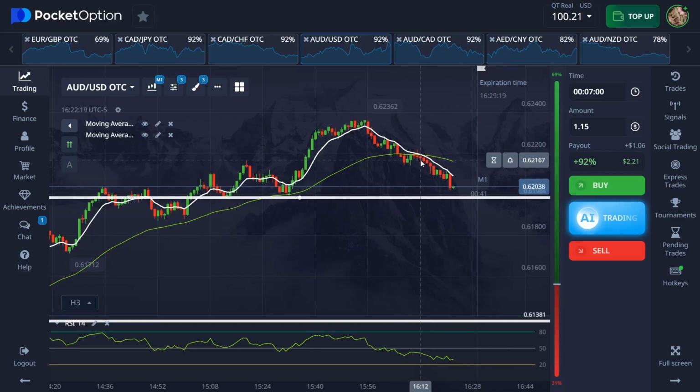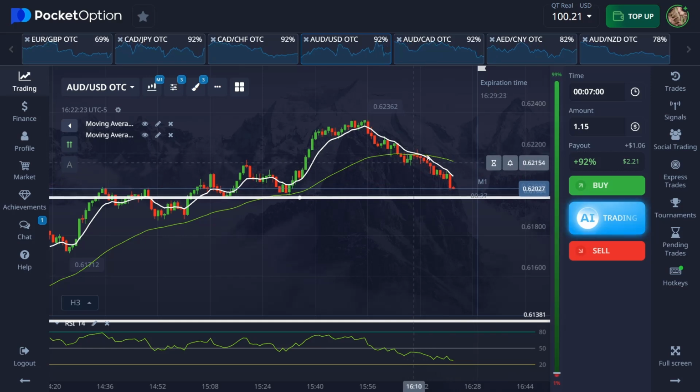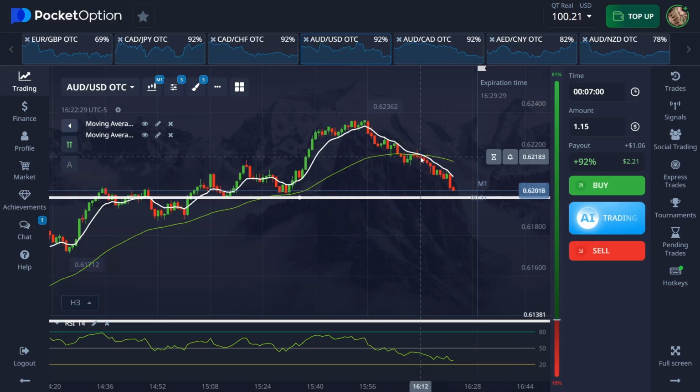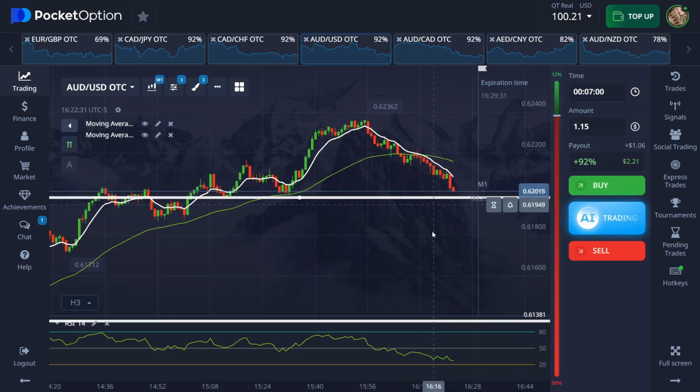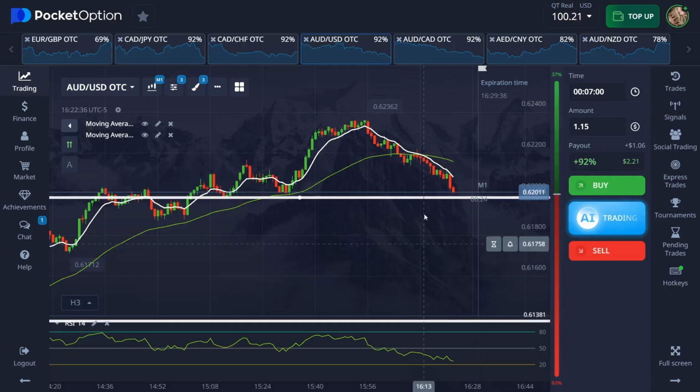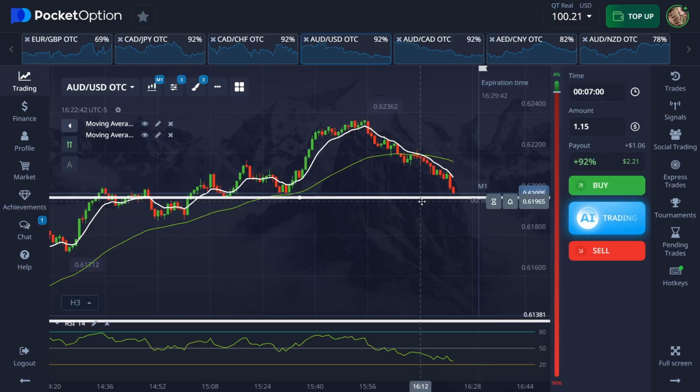You see this short accumulation right here, right at the cross, and then we have this candle that touches the 50 EMA, and look at the RSI below the 50 level. So everything lines up. So you just go ahead and take the trade. But if it goes against you, you're fine, because you're not risking your entire balance. You're not gambling.